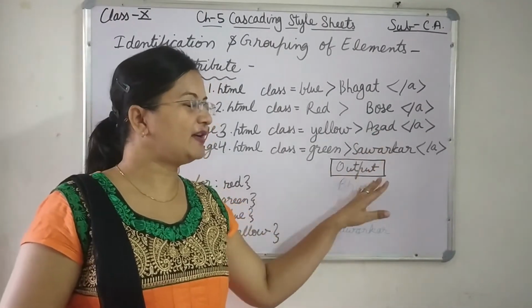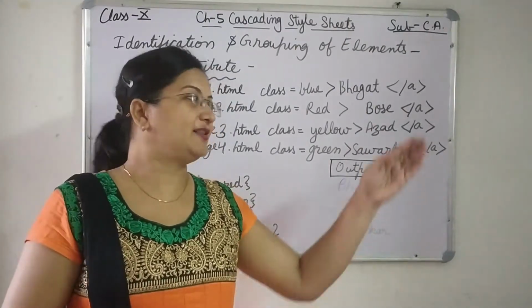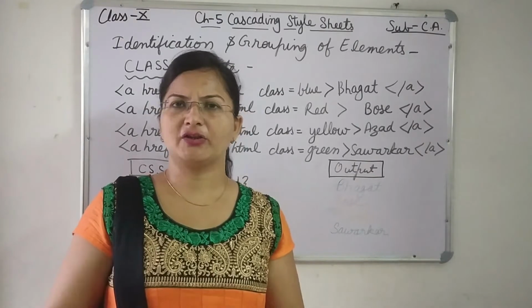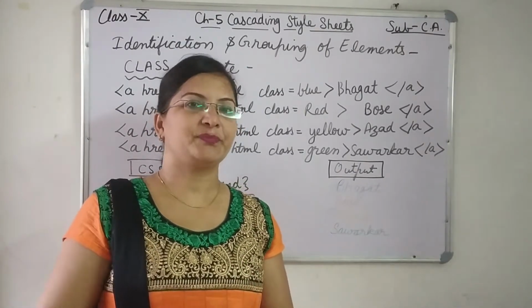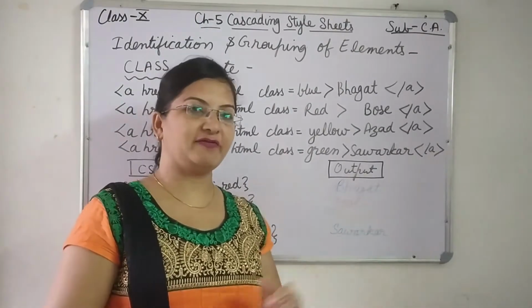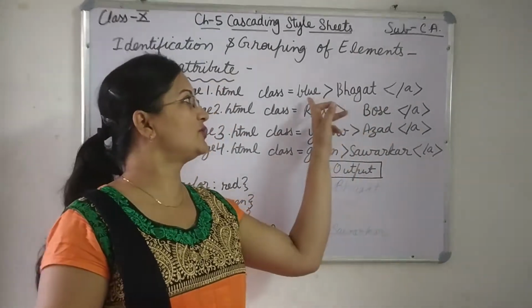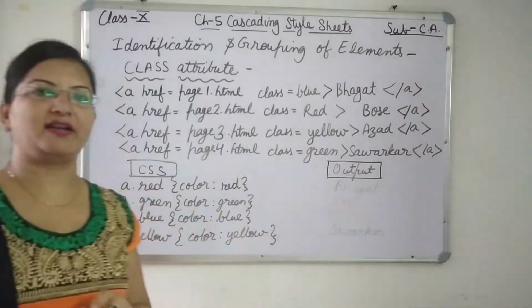And now why I have chosen this example for you, because you all are familiar that these houses can be identified by different colors. Then obviously if we are writing 4 houses name in our website, then it should be in different colors. So Bhagat should be in blue color. So I have used blue here, class blue, and let's see how we can write in CSS.